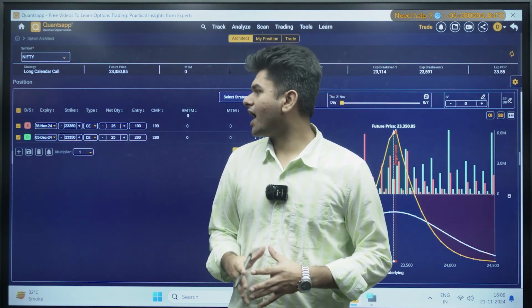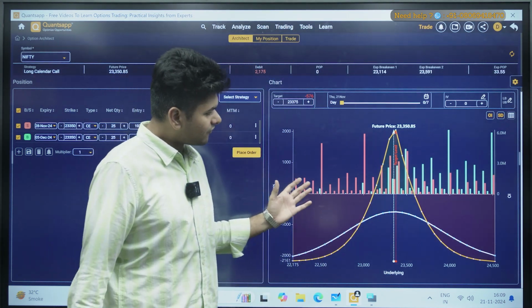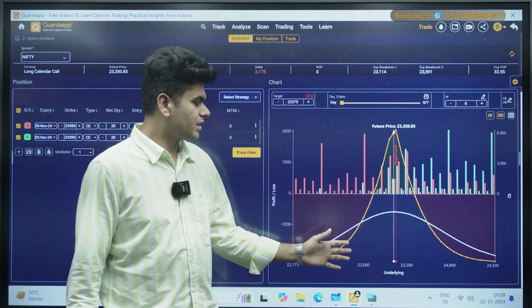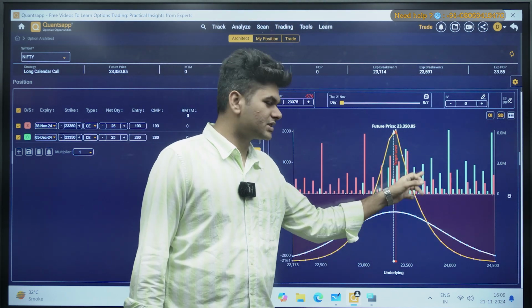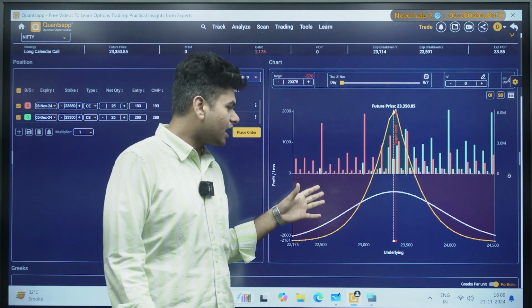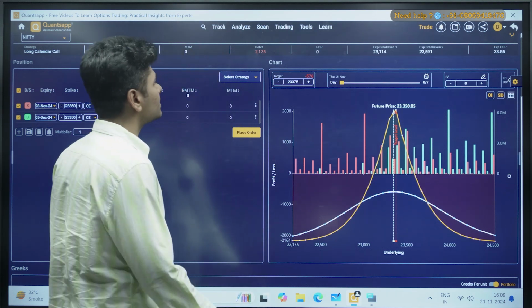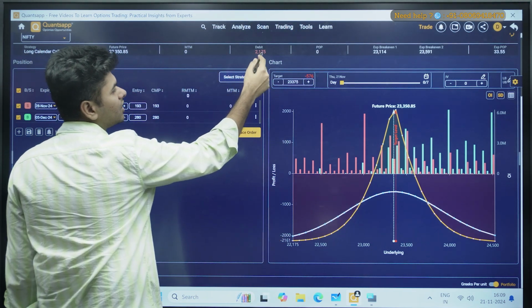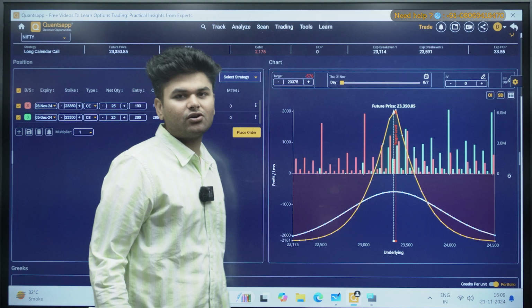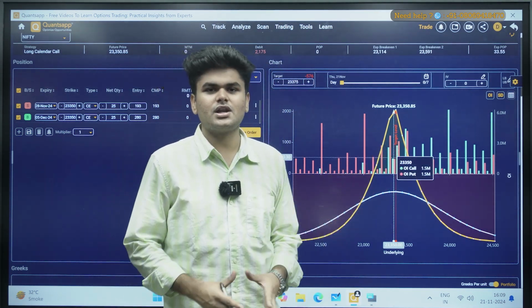Now as you can see, in this particular one we have taken one lot only. So in one lot you can see this is the kind of PNL. Your main profit is if the market is near the at the money level only, and if it goes far away you can face losses. But this is a debit strategy of 2000, so your max loss is around 2000 only, and your max profit will be somewhere here, which you can identify.